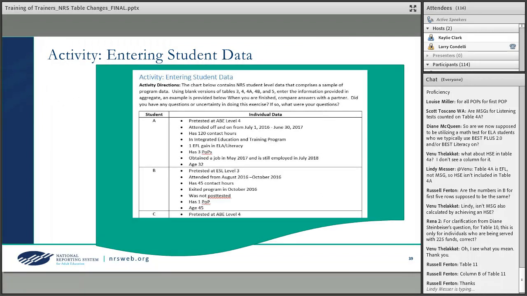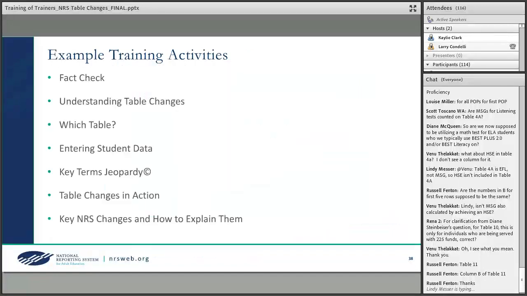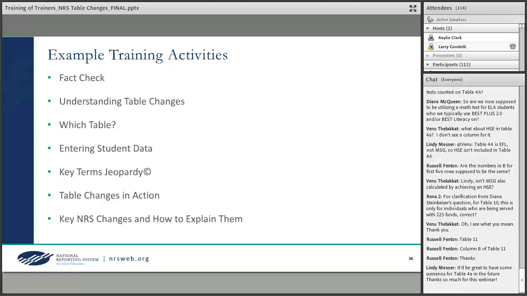Absolutely. You should have all received an attachment of the activity packet in the email that was sent prior to this. It contains 8 activities based on the tables that we've just gone through, and you can use these activities. They're listed here: Fact Check, Understanding Table Changes, Which Table, Student Data, Jeopardy, Table Changes in Action, and Key NRS Changes and How to Explain Them.